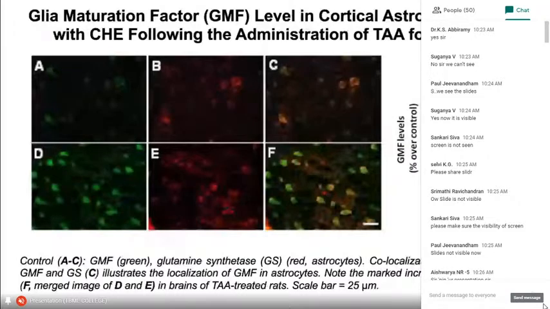So next slide, please. These are all the astrocyte markers. Next slide, please. Oh, oops, I cannot see. Okay. So, what happened in this cell?